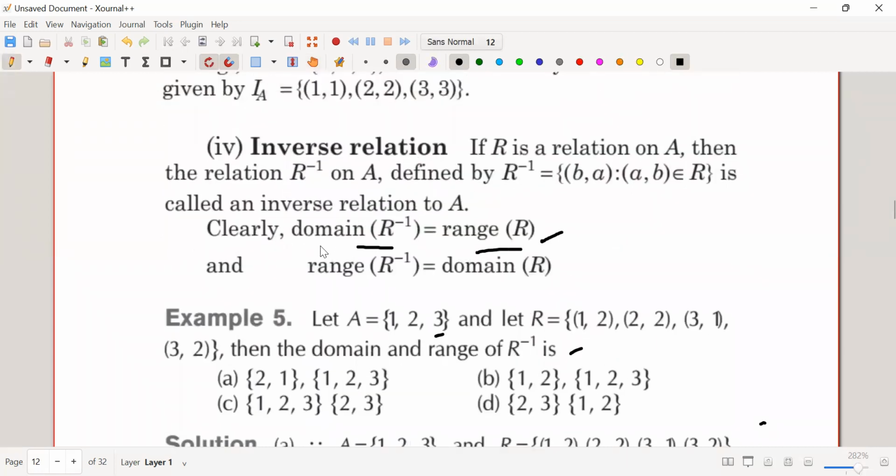What's the formula? Domain of R inverse would be range of R. Range of R inverse is domain of R.